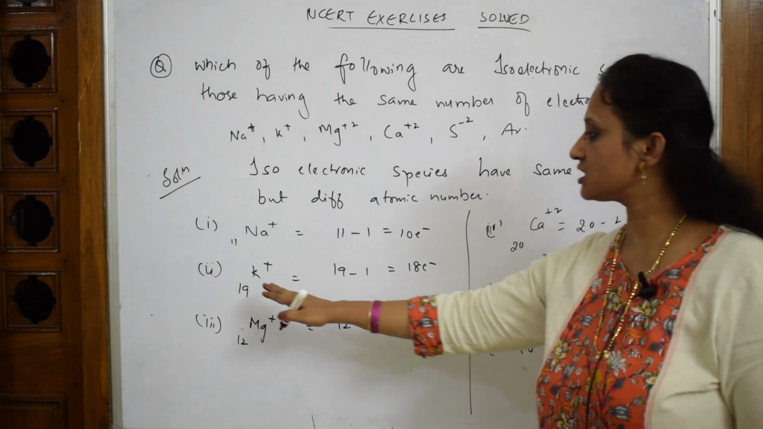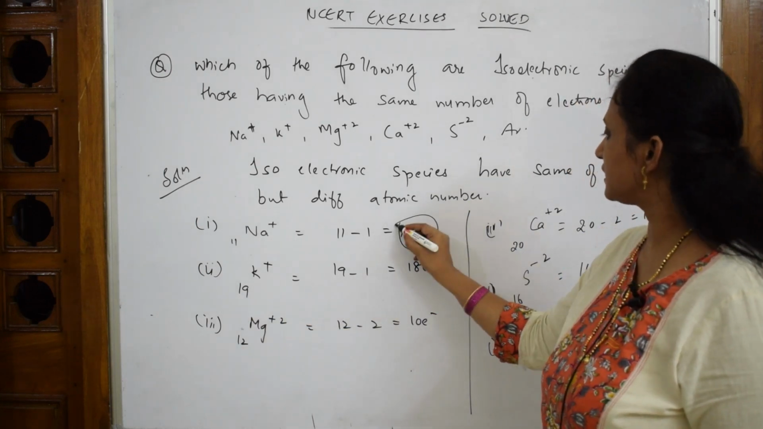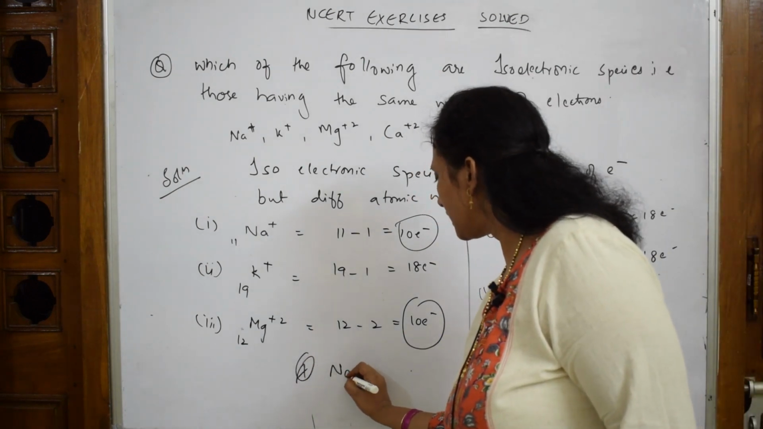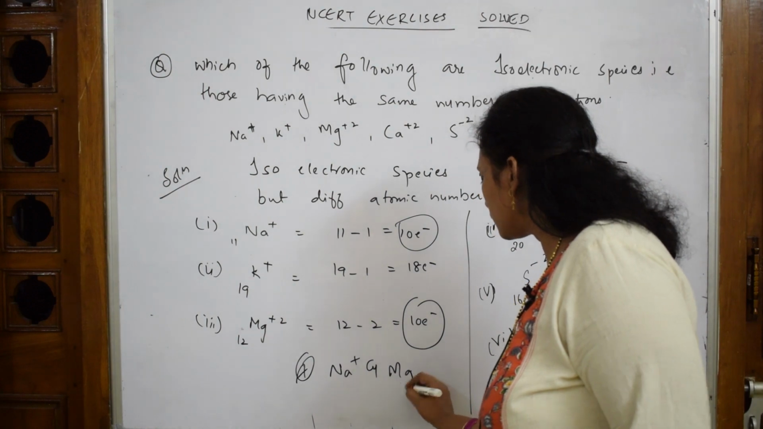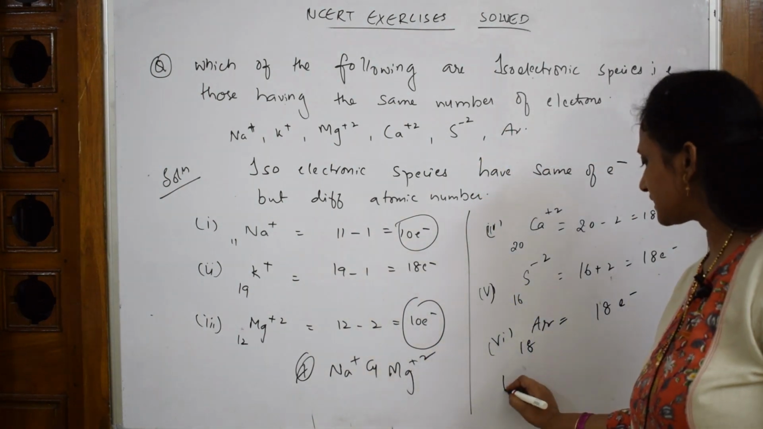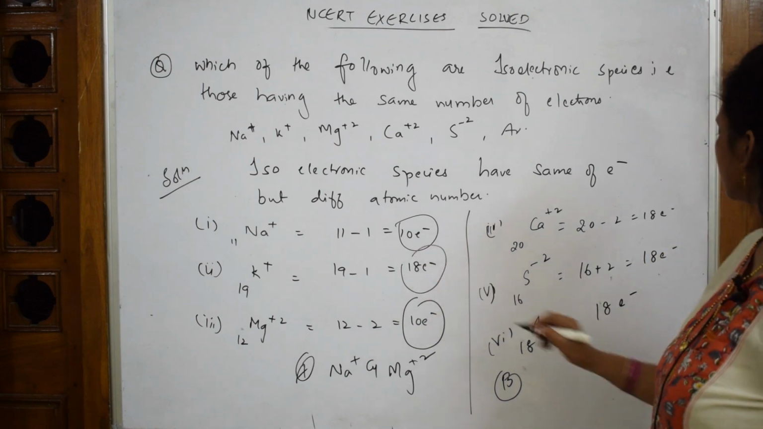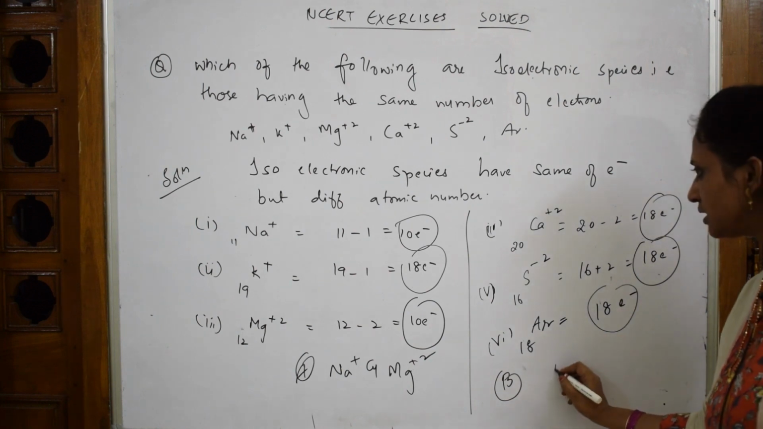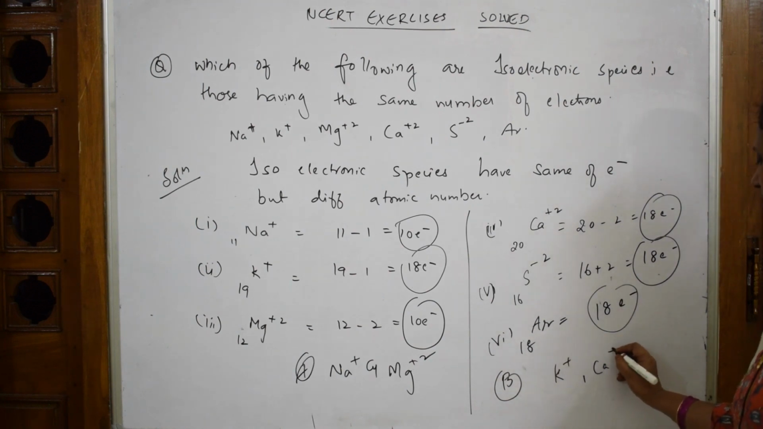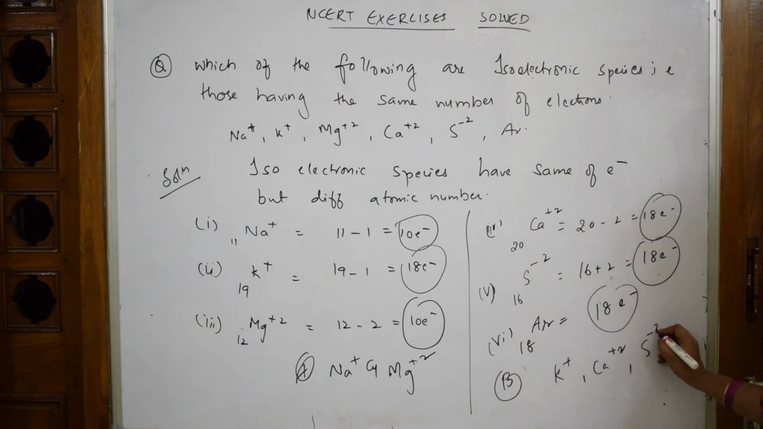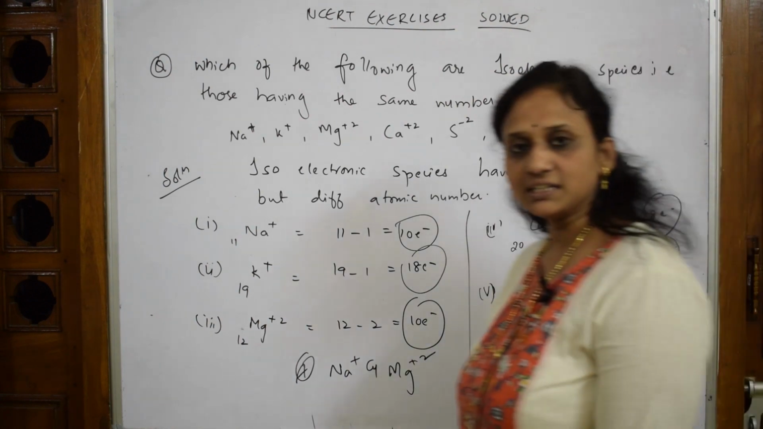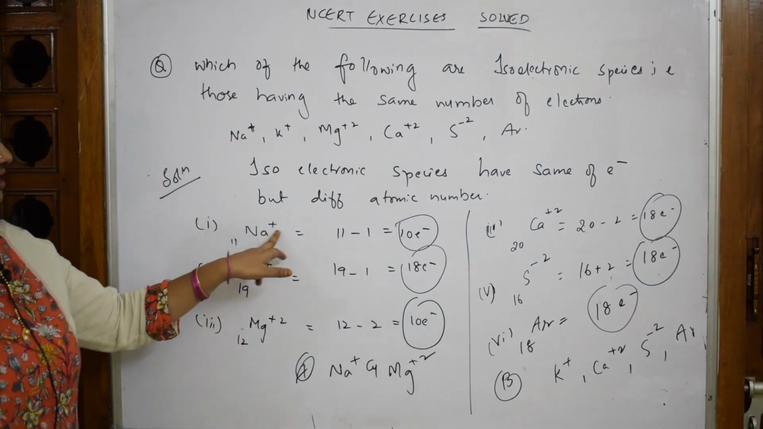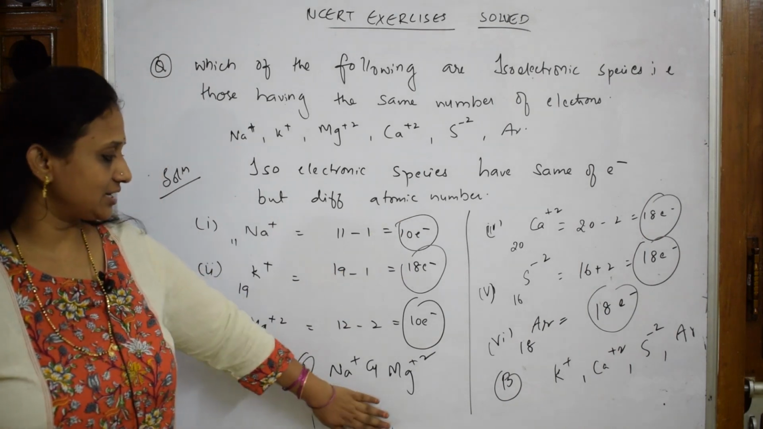Now you have written based on the atomic number you have calculated. Sodium has 10 electrons. Magnesium has 10 electrons. So the first answer is Na plus and Mg plus 2 are isoelectronic in nature. The next set: 18 electrons, one set, 18 electrons, one more, 18 electrons, one more. So the leftover, potassium, calcium plus 2, sulfide minus 2 and argon, are isoelectronic in nature, right? So this is the combination. Simple. Take the atomic number, see the charge, find out the number of electrons and finally write it as separate answers.